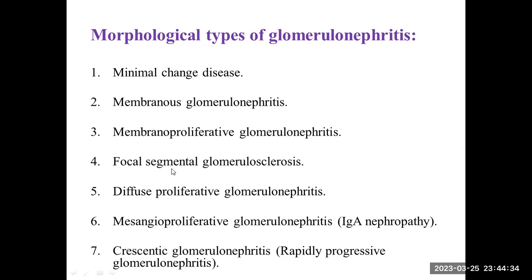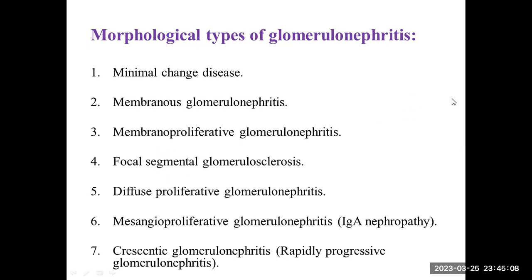Segmental means when you look at a single glomerulus, a single tuft of glomerulus, the inflammation and the pathology is patchy. Yani, it's not uniform. You will have parts of the affected glomerulus showing the disease, but there are parts which will be spared. Part of the glomerulus will appear healthy, and part will be affected. So the disease is segmental. The disease is not uniform. It's patchy.